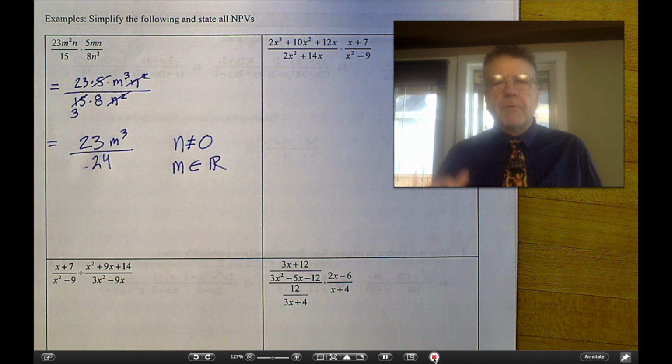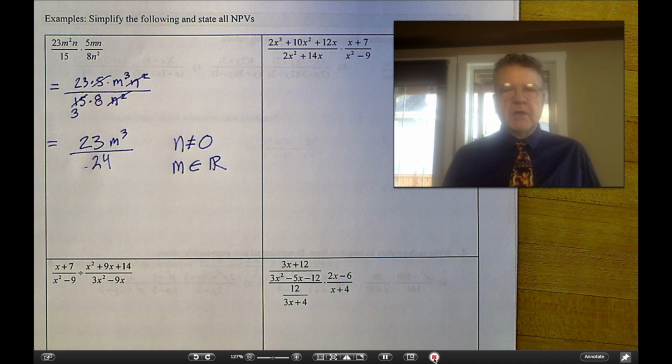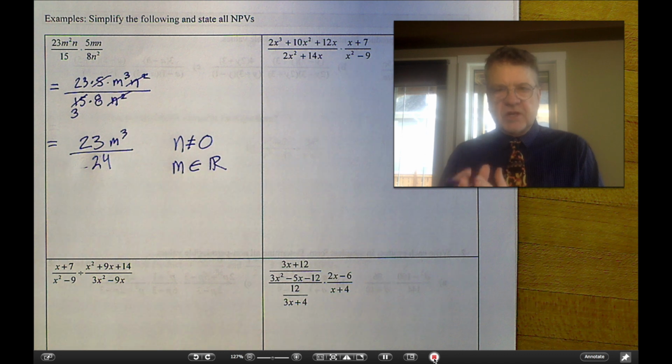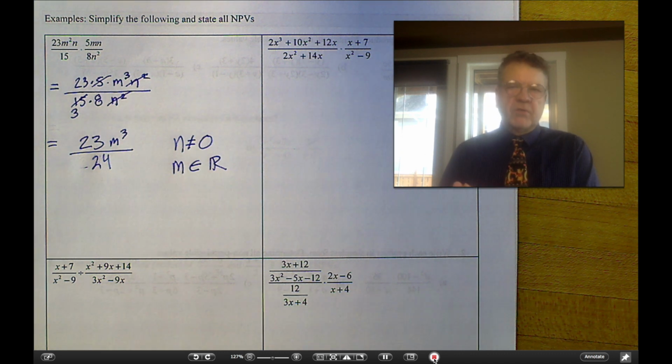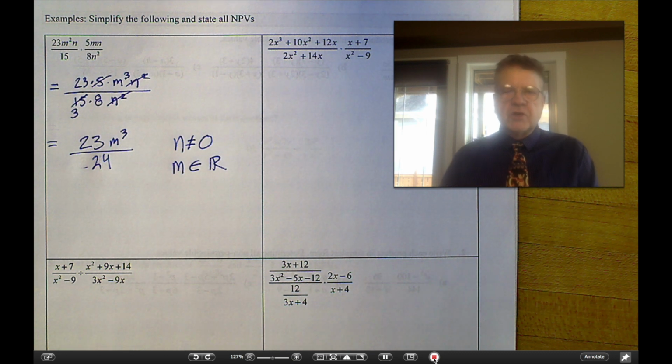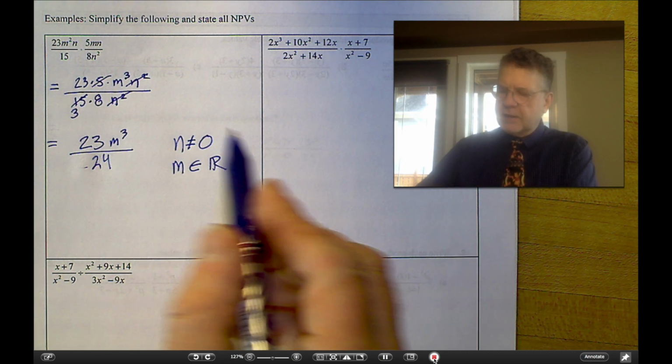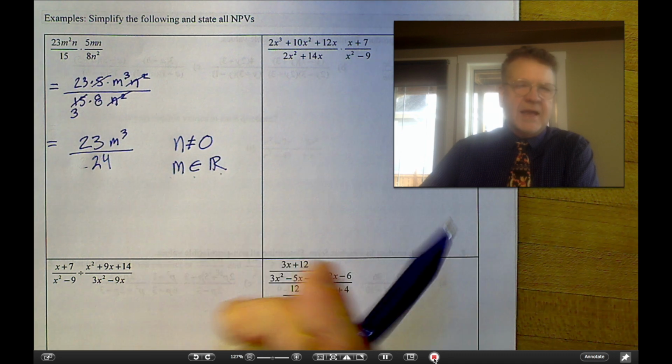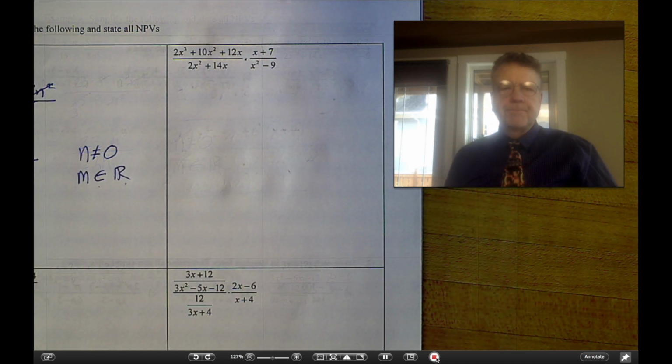If you have more than one variable in an expression, you will state the limitations or the restrictions on one of those variables, or both of them if there are restrictions on both. And if there are no restrictions on them, you should explicitly state that by telling us that it can be a member of the real numbers. It can be any value you want. All right.